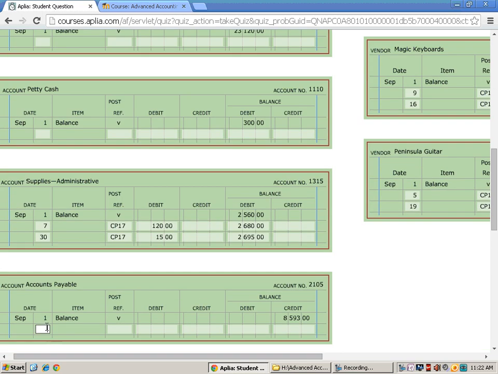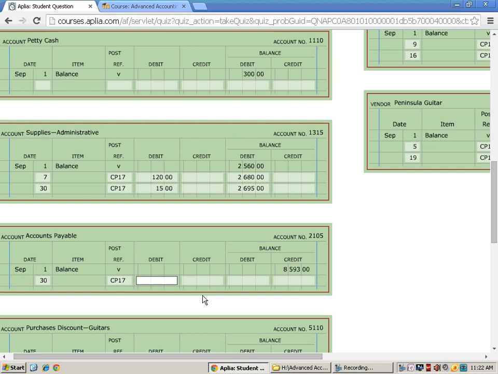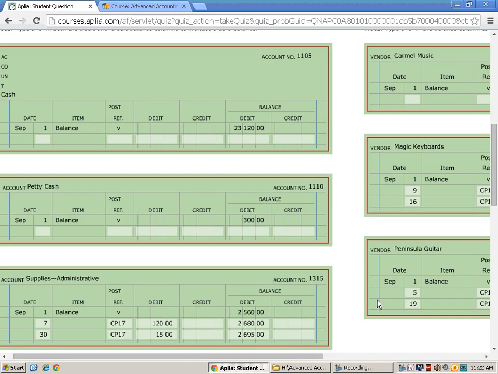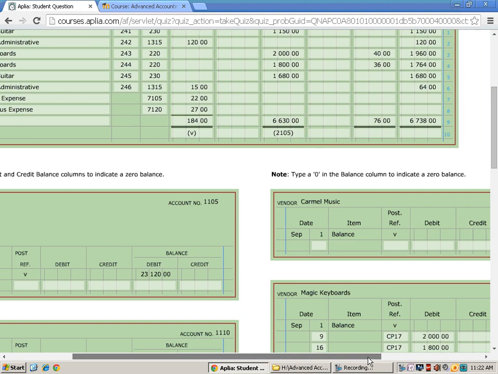So it's the 30th, CP17, and it's a debit of $6,630. So we owed $8,593. We're paying off a portion of it. So we're still going to owe, they're opposite, we're going to subtract, $1,963. Right? We then put our 2105 up here in our journal for our post-reference.